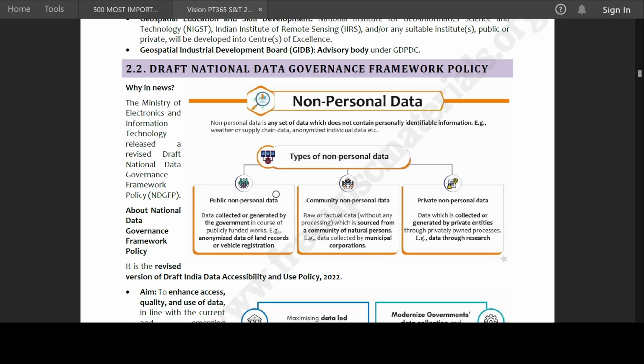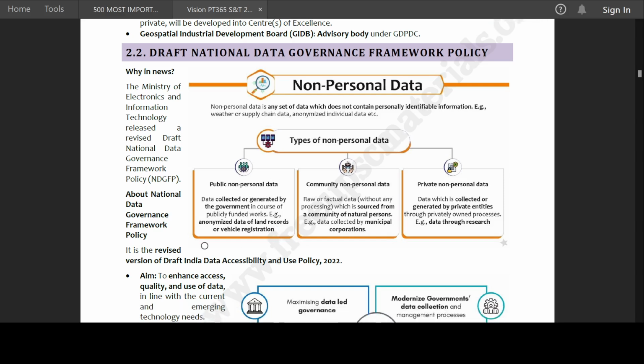Draft National Data Governance Framework Policy. The Ministry of Electronics and Information Technology released a revised draft of the National Data Governance Framework Policy (NDGFP). About the NDGFP: it is the revised version of Draft India Data Accessibility and Use Policy 2022.